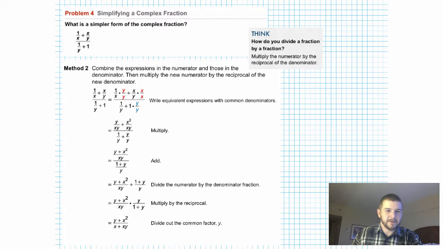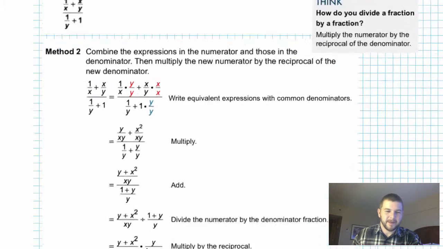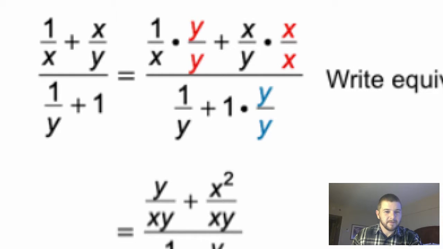And the second method we can use is to combine the expressions in the numerator and those in the denominator. Then multiply the new numerator by the reciprocal of the new denominator. The first step in this second method is to combine the expressions in the numerator and denominator, but here goes. 1 over x plus x over y over 1 over y plus 1 equals, well, we think about what we would need to multiply by in order to simplify the numerator. And on the left it would be y over y, and on the right x over x. Of course, those lead us to that common denominator of x times y, allowing us to then combine.